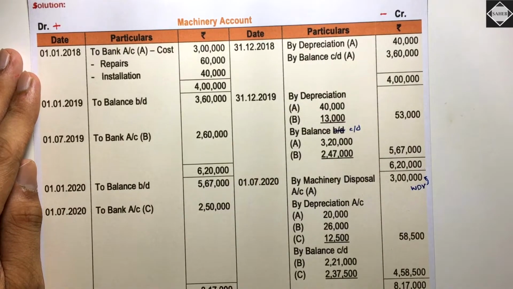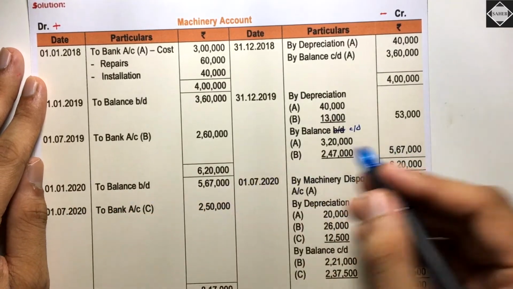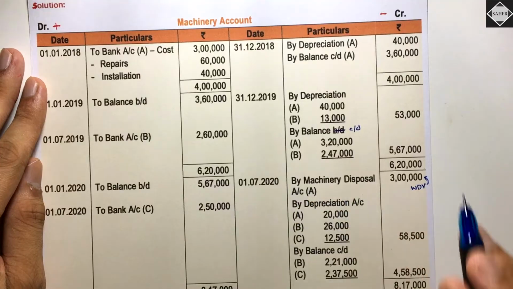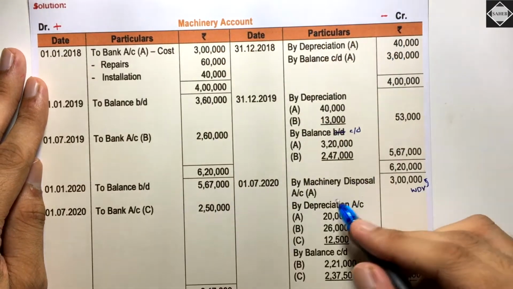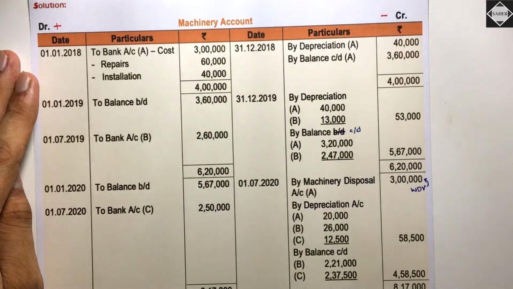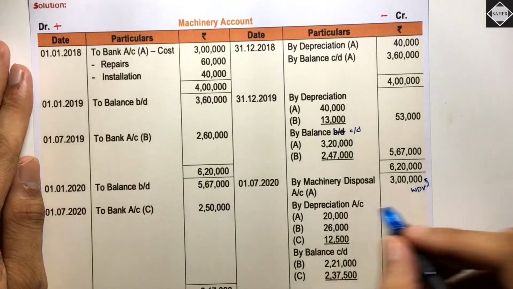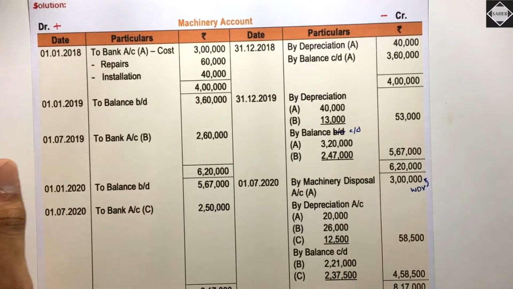Is it clear? Simple. Now this 5,67,000 will come over here. This is the opening balance. The closing balance will become the opening balance. And machinery disposal, you understood: machinery is decreasing because of machinery disposal. The value is going to machinery disposal, and then from machinery disposal we will sell it off. We'll see that after the machinery account. Don't worry.